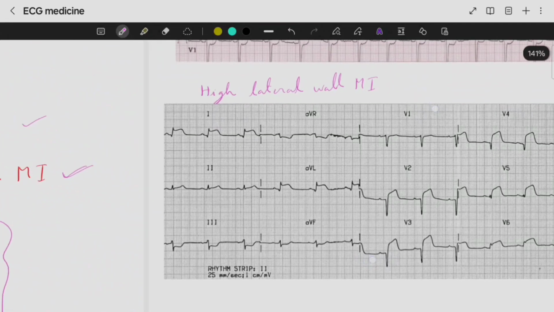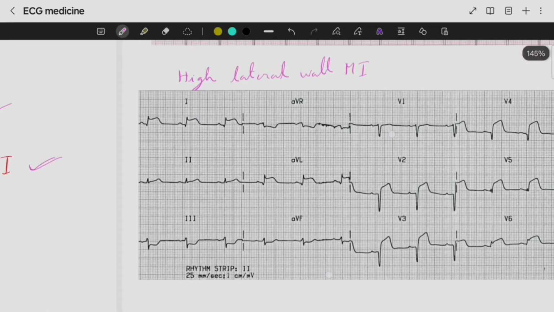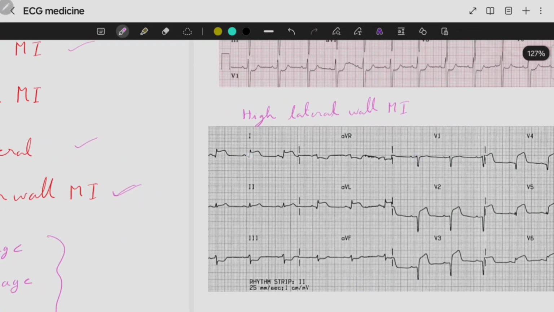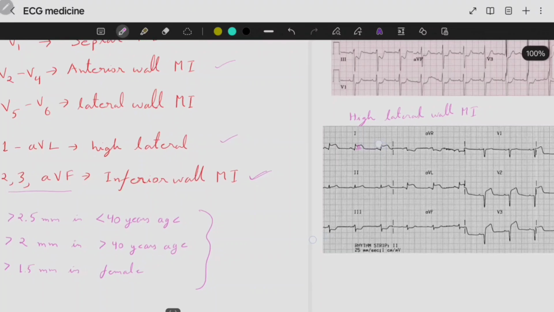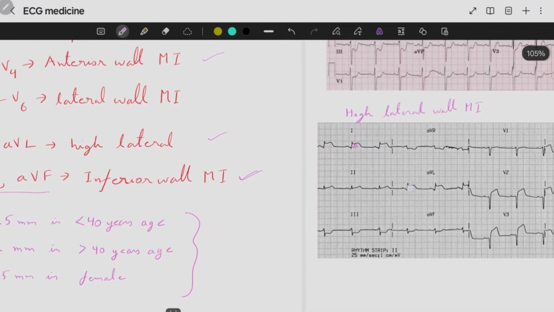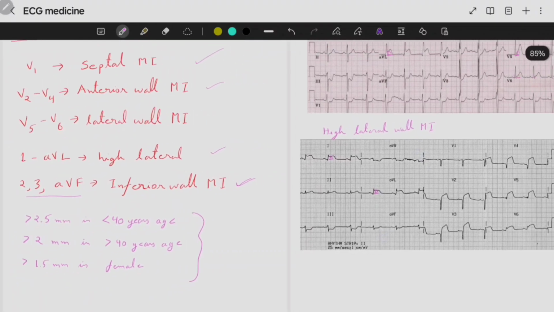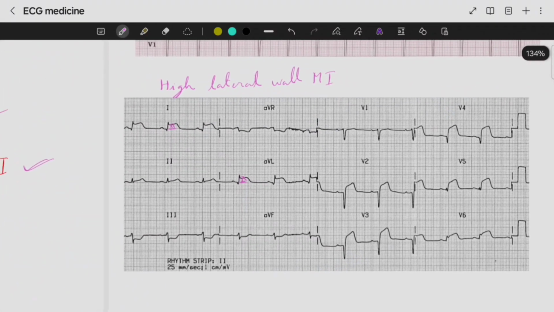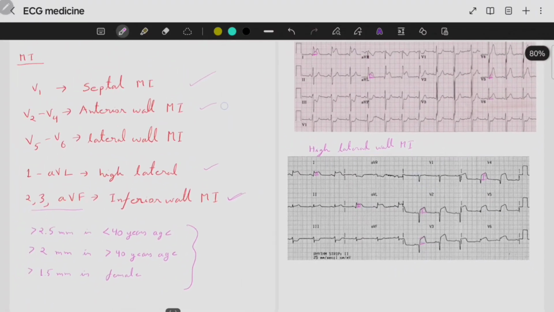Now see this ECG. Here lead 1 is affected, means ST elevation is seen, as well as in AVL. AVL means that it is high lateral wall MI. Then see V2, V3 and V4. Here it is also ST elevation, means the anterior wall is affected.